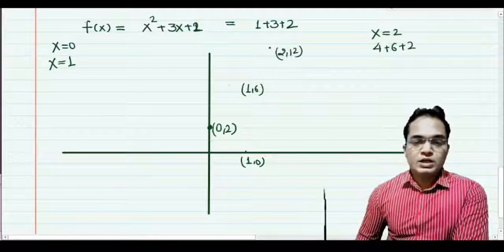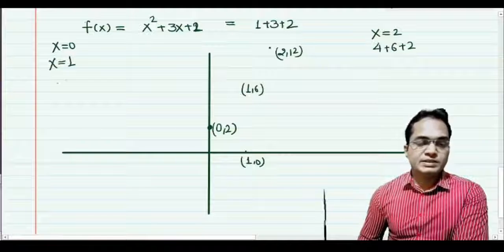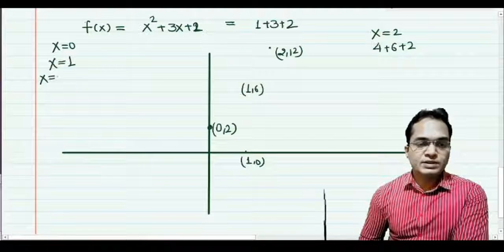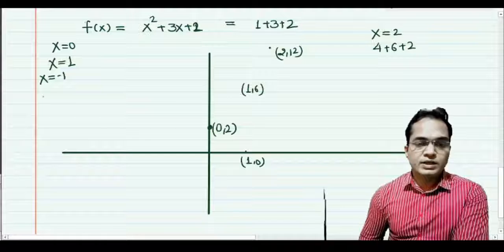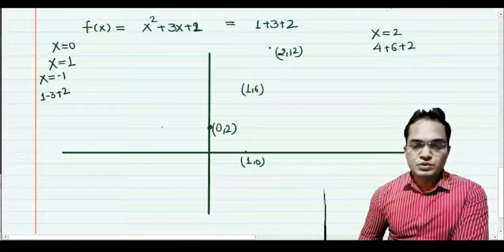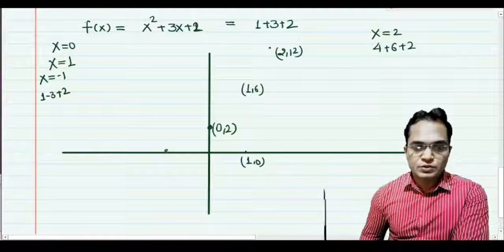Okay. Now put some negative x. x equals -1. What will be the value? At x equals -1, it will give 1 minus 3 plus 2, which means it will give 0. So at x equals -1 it is 0, which means the point is (-1, 0). Okay.